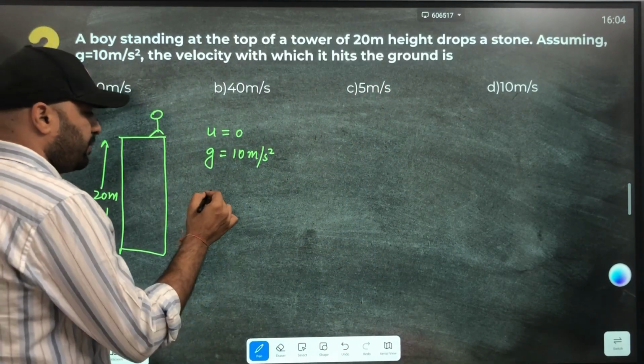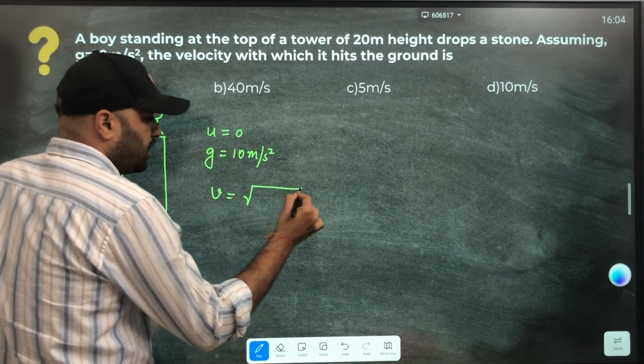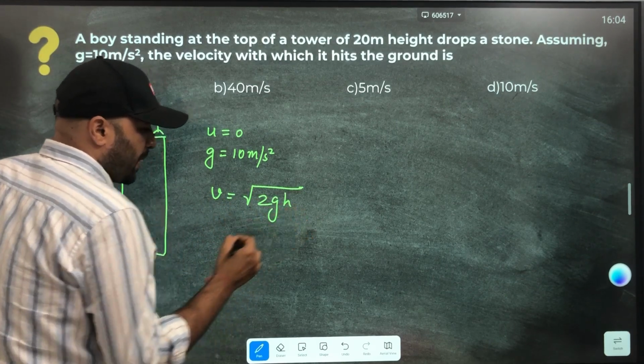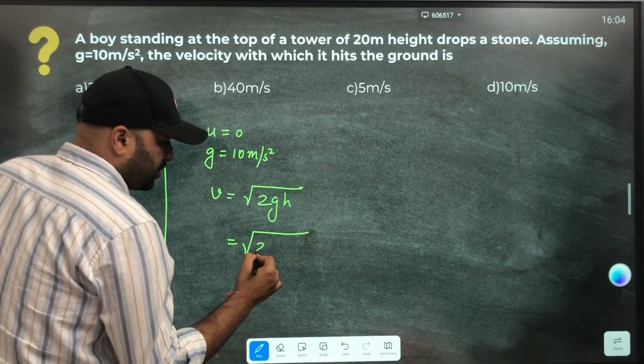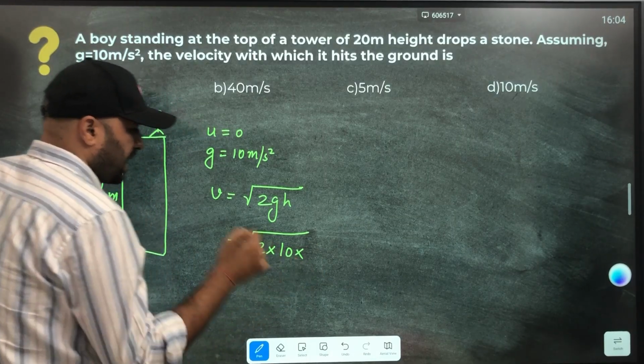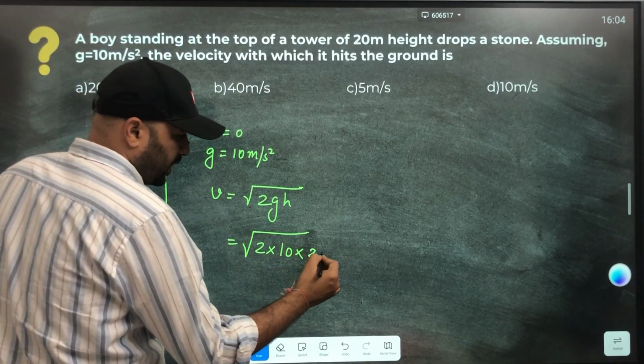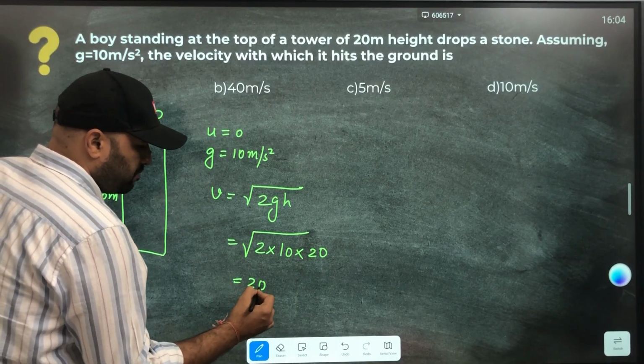V will be equal to the final velocity, that is root under 2gh. Let me substitute. What is the acceleration due to gravity here? 10. And what's the height of the tower from which it is falling? 20. So this will give us 20 meters per second.